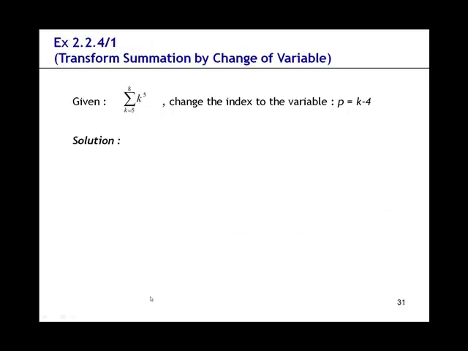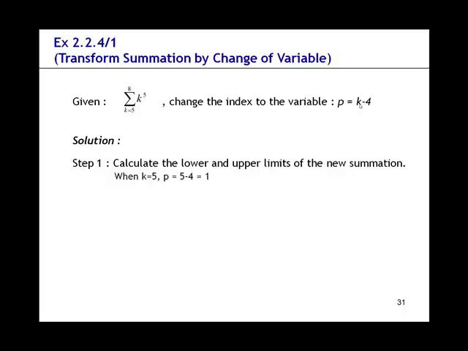Here's an exercise. k equals 5 to 8 for k to the power of 5. You need to change the index to the variable p equals k minus 4. Recall that we need to calculate the new lower limit, new upper limit, and new formula. For the lower limit, when k equals 5, we sub 5 into here, you have p equals 5 minus 4, which gives you 1. When k equals 8, p will be 8 minus 4, which gives you 4. So you have the new lower limit and new upper limit.